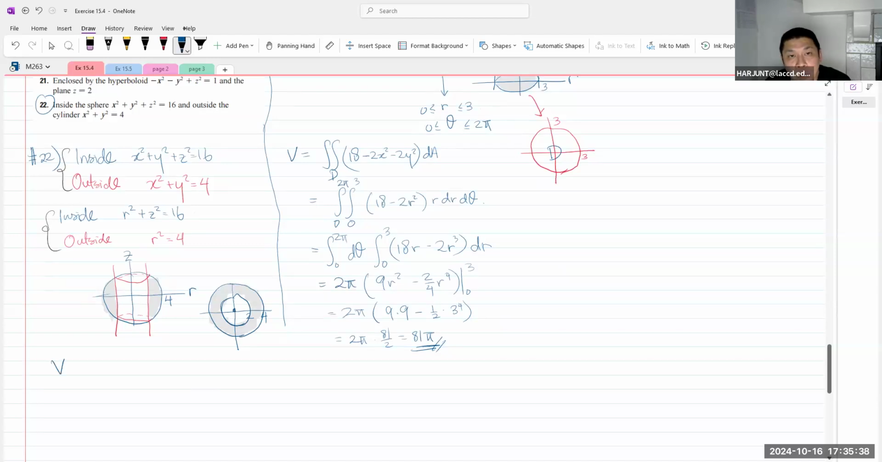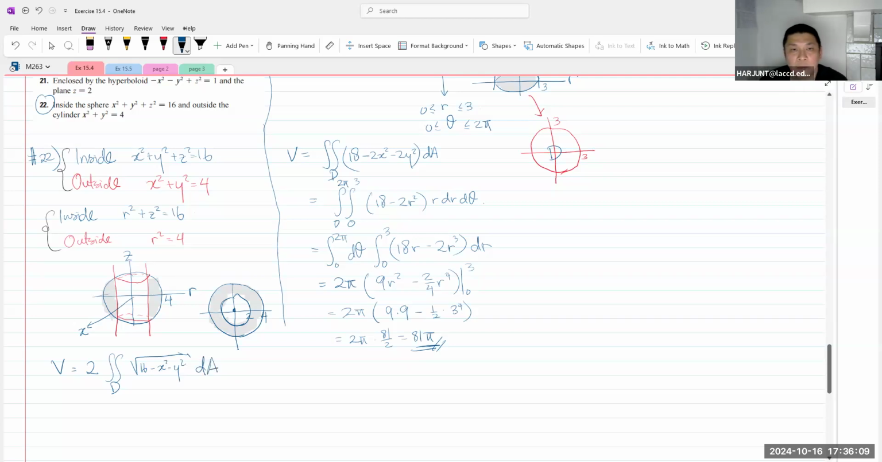So the volume, oh, you know what? It's symmetric with respect to the xy plane, right? So the volume will be, I will just make it 2 times the double integral over that domain D, and the upper part will be the square root of 16 minus x squared minus y squared dA.